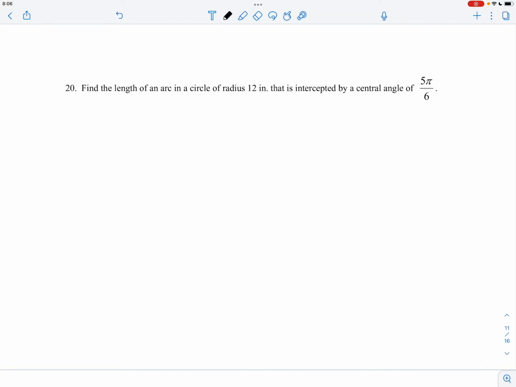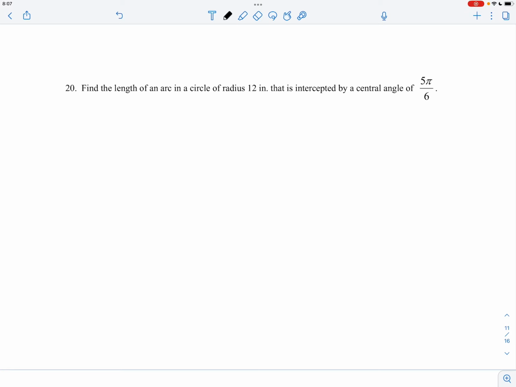Okay, for number 20. Now, for the word problems from number 20 through 24, they involve a few concepts, primarily arc length and the area of a sector. The concept of an arc length is that it is just part of the circumference. So that's why we have an equation.